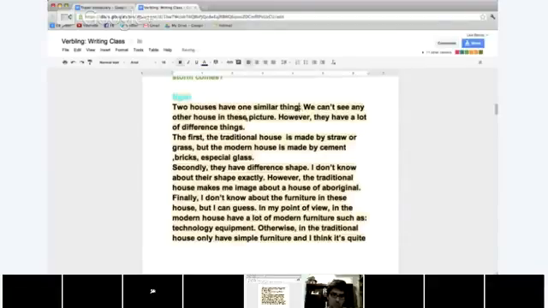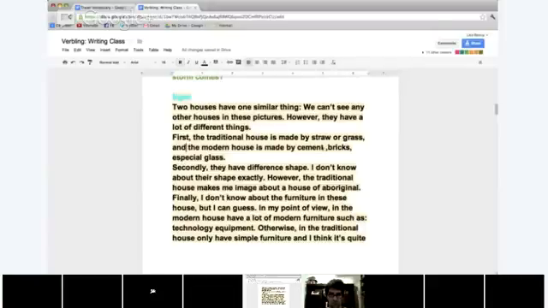Okay, good. Two houses have one similar thing. We can't see any other houses in these pictures. However, they have a lot of, you could either say a lot of different things or a lot of differences. The traditional house, I would say first, you don't need to say the first. First, the traditional house is made by straw or grass, and then I would say and the modern house is made by cement, bricks, yeah, we don't know if there's bricks or not, and I would say a lot of glass.